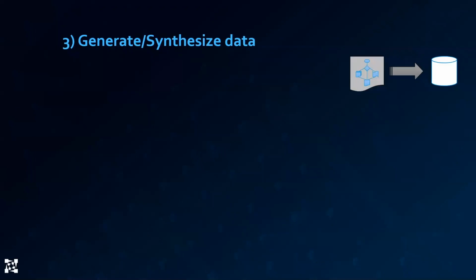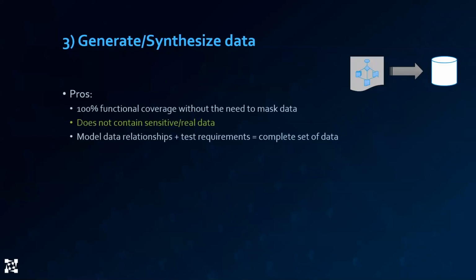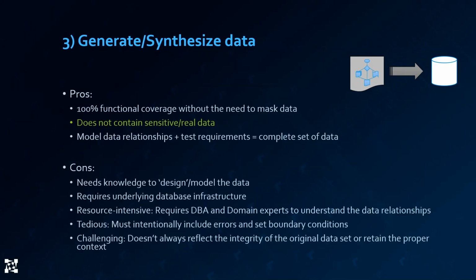So many organizations are looking to generate or synthesize data. There's some good pros to this one. It doesn't contain real data, so your masking problem becomes quite diminished. You're synthesizing that data. And actually, you might be able to get a much higher percent of functional coverage because you can generate different types of scenarios that might not have existed in the production database, which is great. But there are some cons to that too.